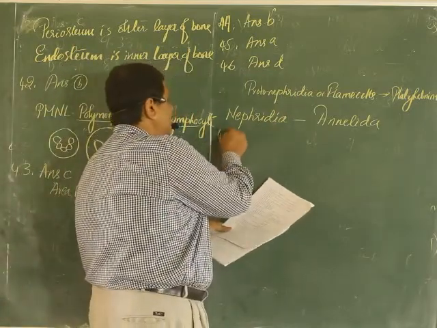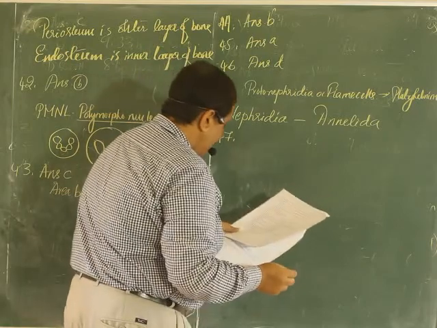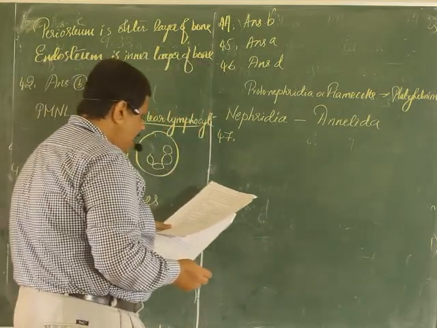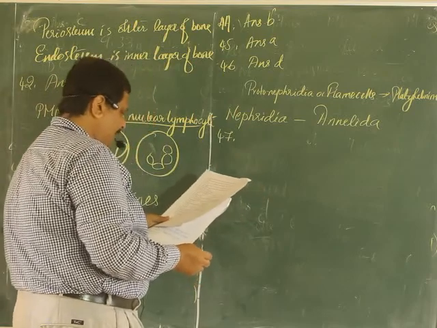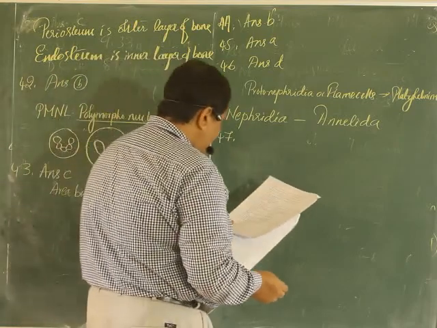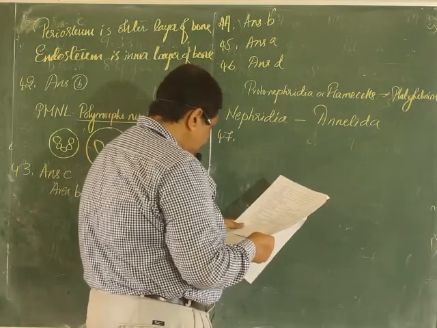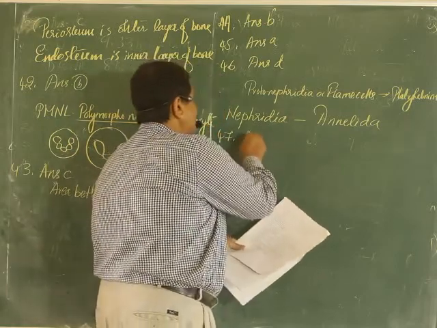Now question number 47. Cockroach and earthworm have in common: option A trachea, option B spermathecae, option C lateral heart, option D ventral nerve cord. So the answer is B.